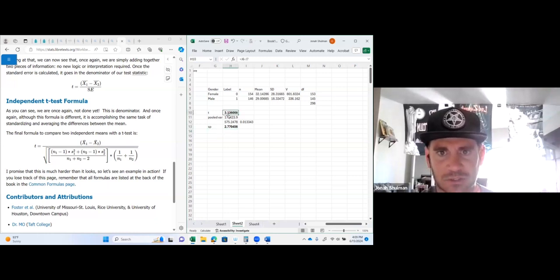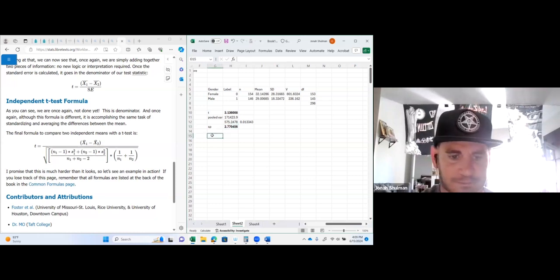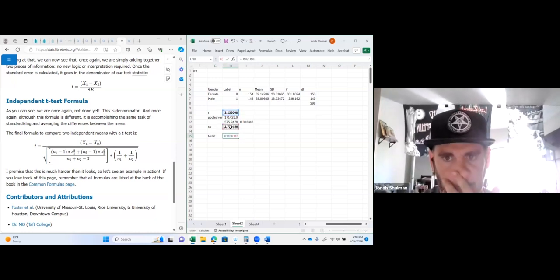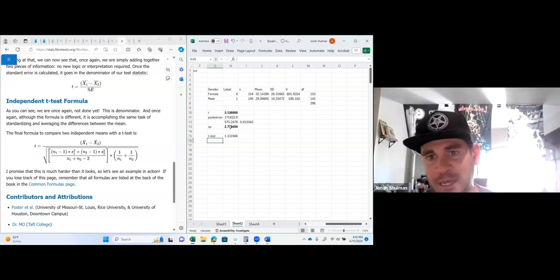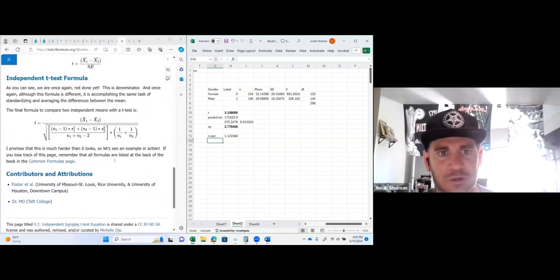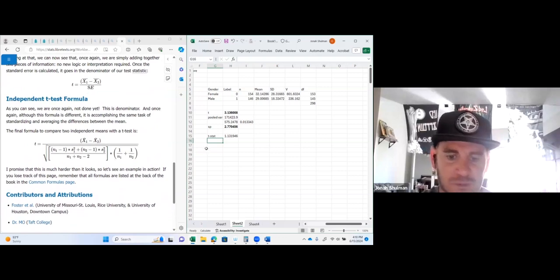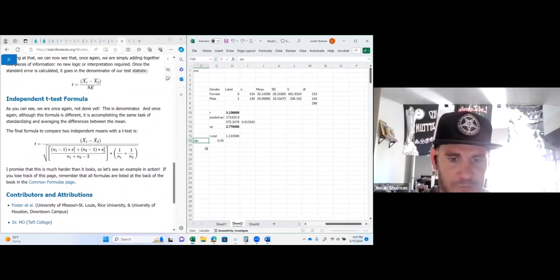So basically, this is just our numerator. That's our denominator. So to get the t-statistic, all I have to do is equal this one divided by this one. So here's our t-stat, 1.139. So we got it. Then you look at a critical value, and we could use a 0.05 level for this. We'll make our alpha 0.05.